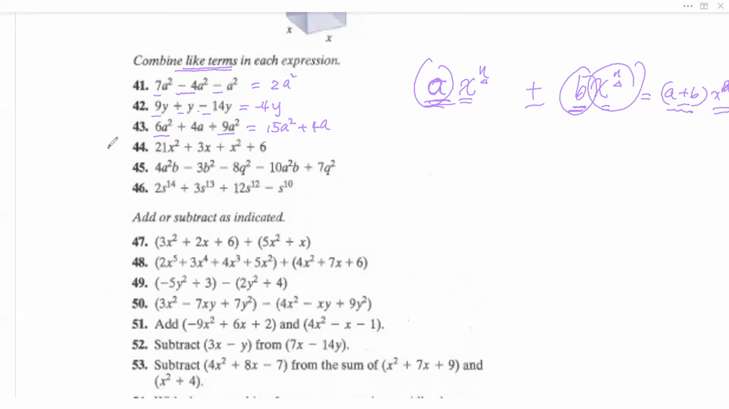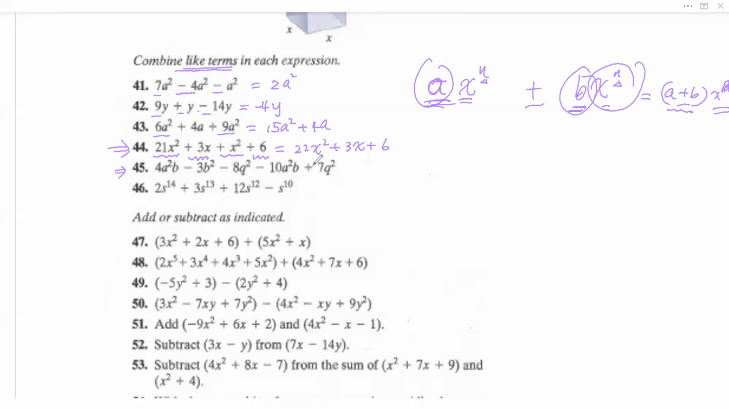44, see 44 here. So you can see the like terms, this one x squared, so you can get 22x squared and plus 3x and plus 6, right? So here, there's no like terms. Here, no like terms. So just keep it as it is.